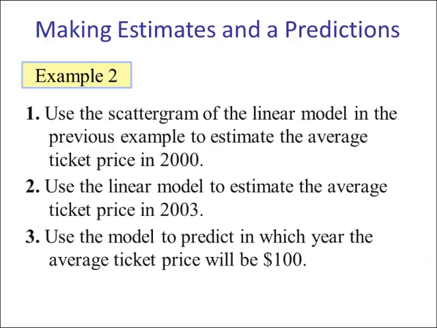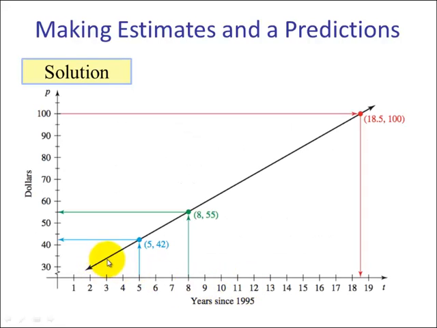Example 2. Use the scattergram of the linear model in the previous example to estimate the average ticket price in 2000. Number 2. Use the linear model to estimate the average ticket price in 2003. And number 3. Use the model to predict in which year the average ticket price will be $100. Here's our line.